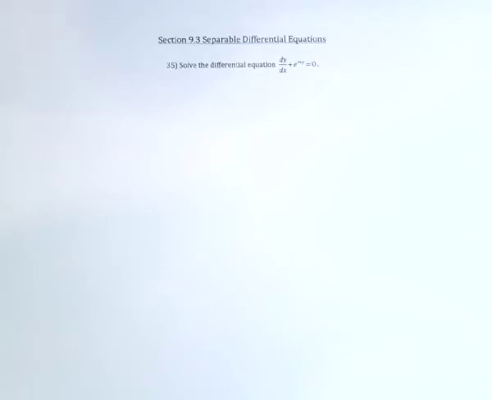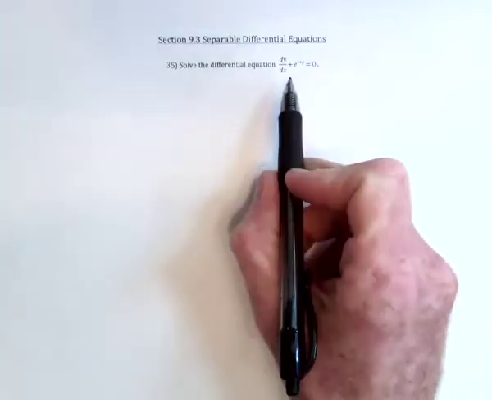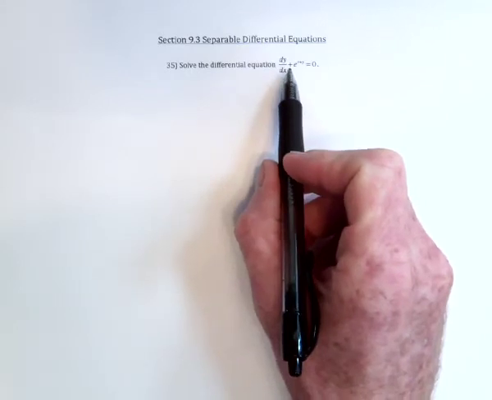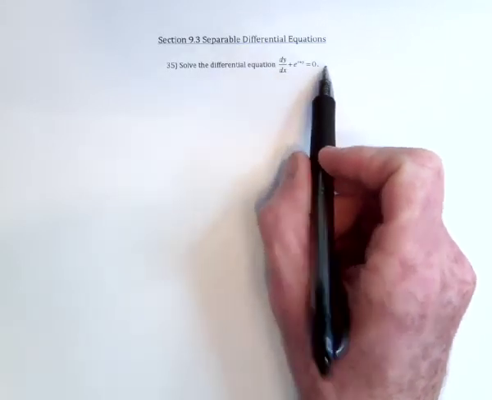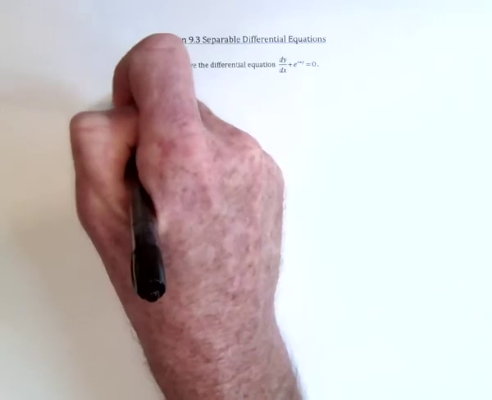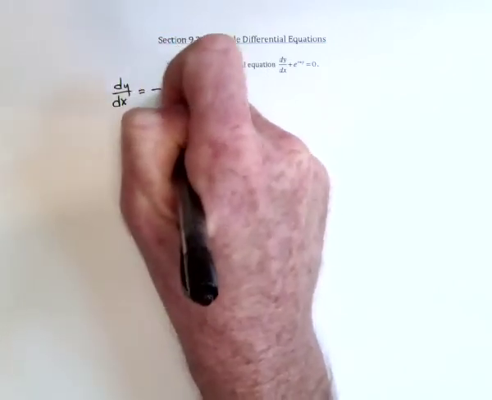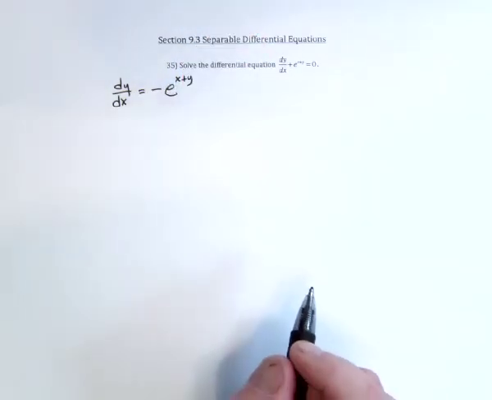Again, separable means that we can separate the x's on one side and the y's on the other. Well, I suppose I could move this to the other side so that we would have dy dx is equal to a negative e to the x plus y. And then somehow I need to separate the x's and the y's there.